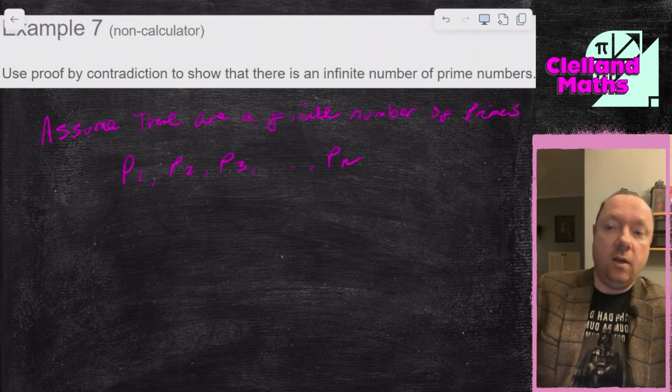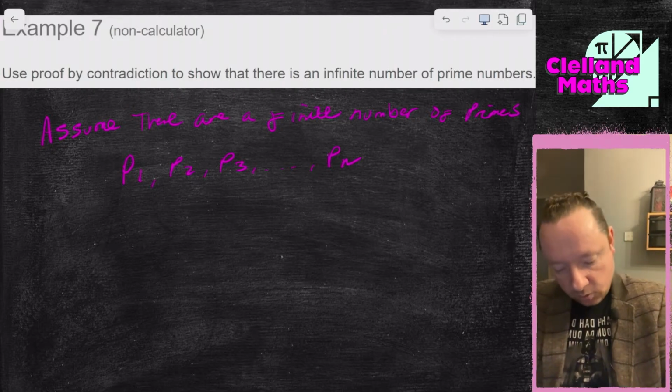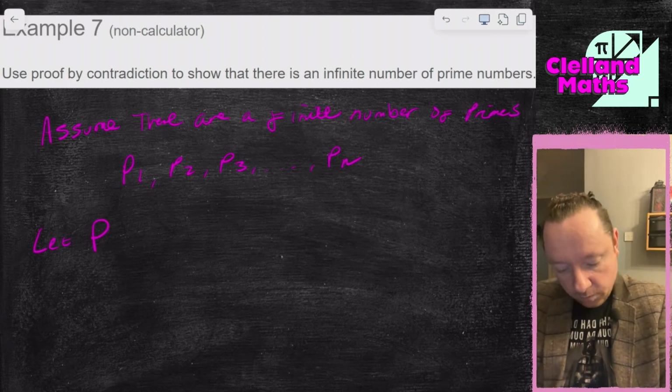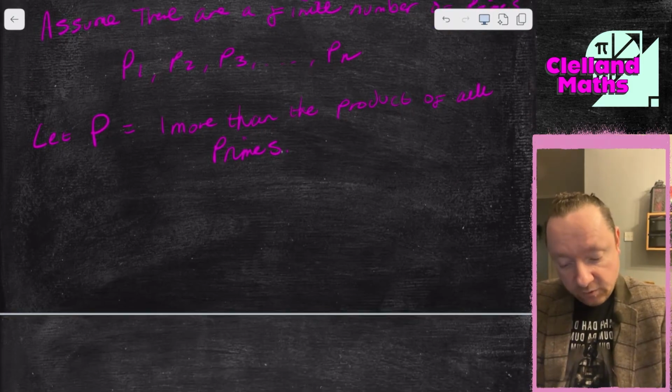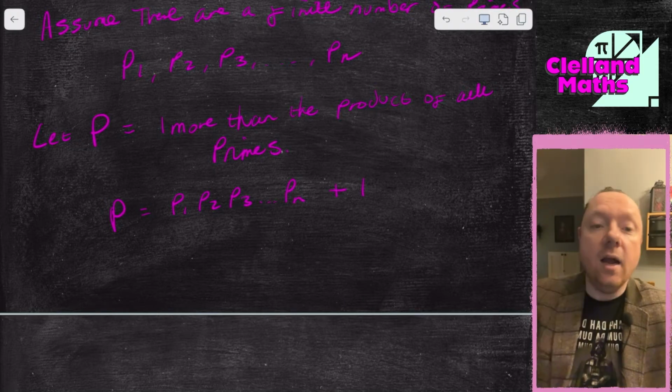Now we're going to say, well, let's take P to be one more than the product of all prime numbers. So let P, big P, equal one more than the product of all primes. So how do we write that in maths? Then P would equal P1, P2, P3 to Pn, all the way up, plus 1.